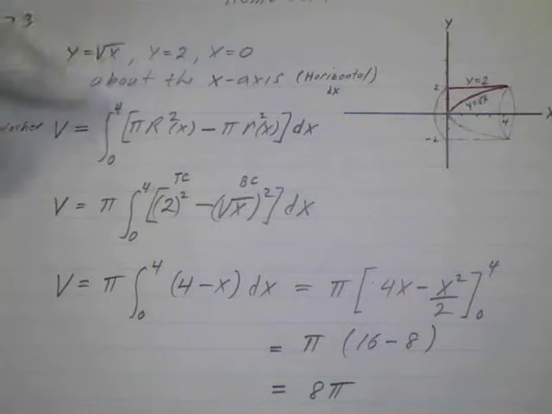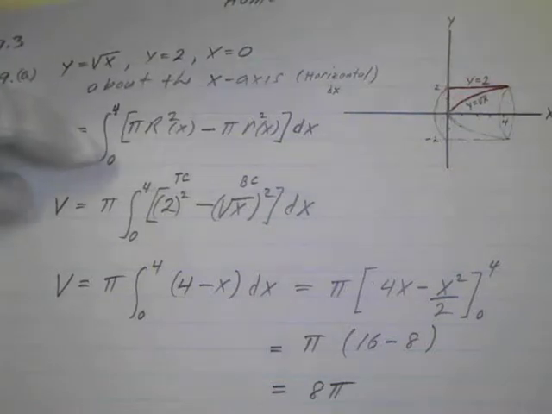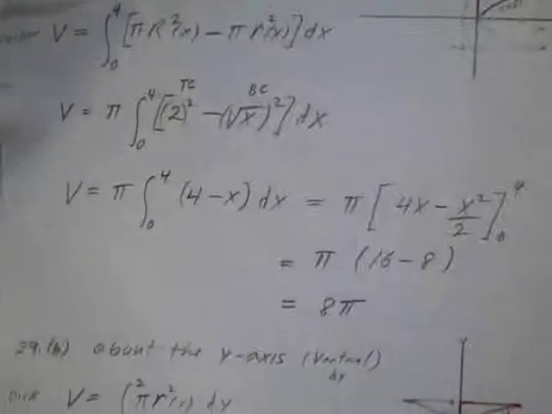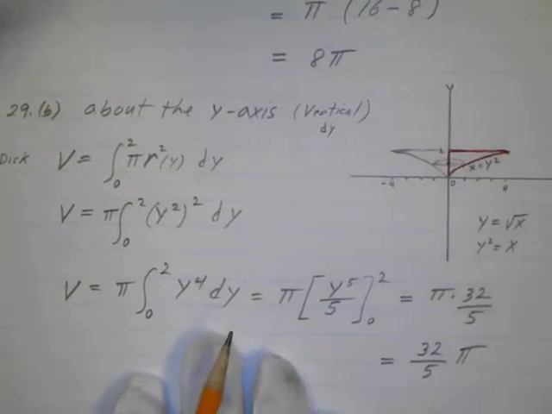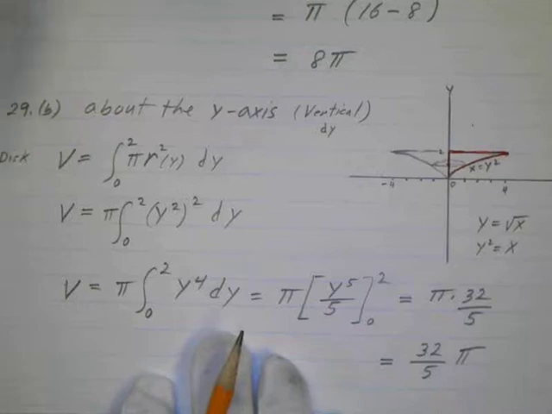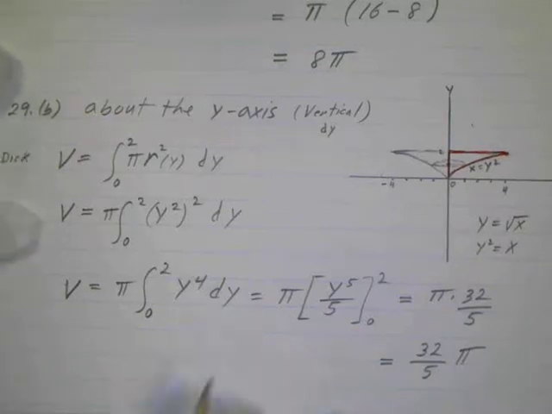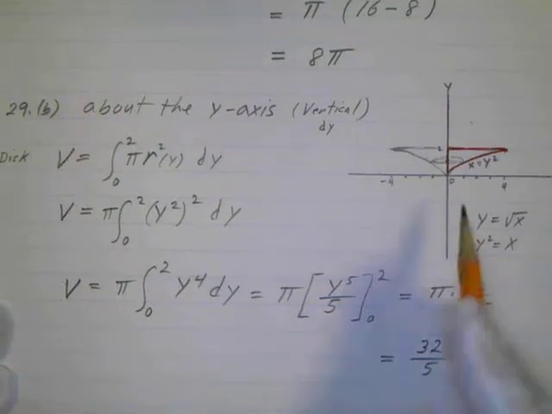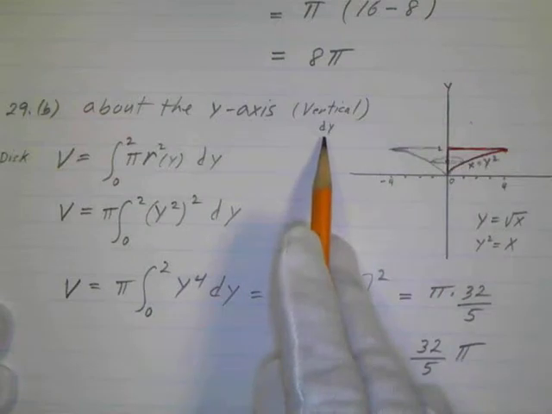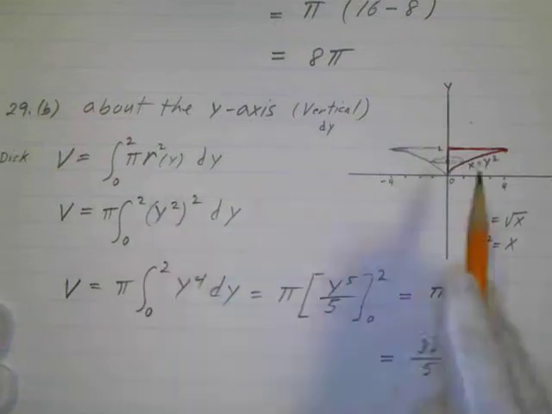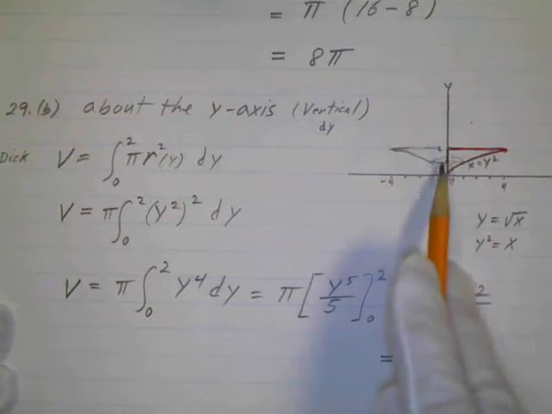Okay. The B part, we're going to take this same region, but we're going to revolve it about the y-axis. So now the axis of rotation is going to be vertical, so this is going to be dy. It's going to go around here, so everything has to be a function of y. And it looks like there's no gap here. We're just going to rotate it around. There are no holes or anything, so it's going to be the disk method.